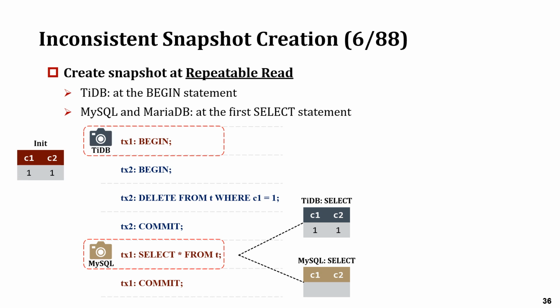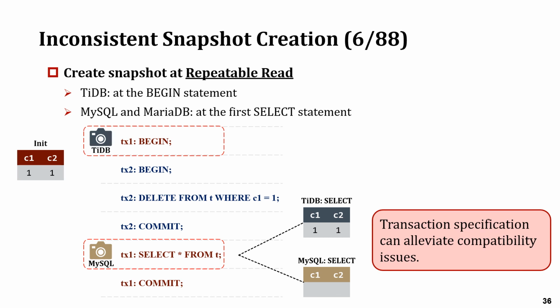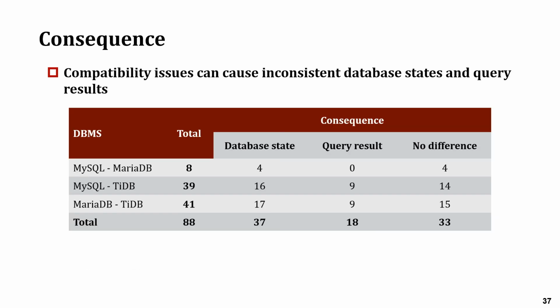As a result, compatibility issues among compatible DBMS are common, although isolation levels have been clearly specified in literature. Transaction execution behaviors can be seriously affected by various design choices in different DBMS, such as lock mechanisms and snapshot creation. Transaction specification can alleviate these compatibility issues.